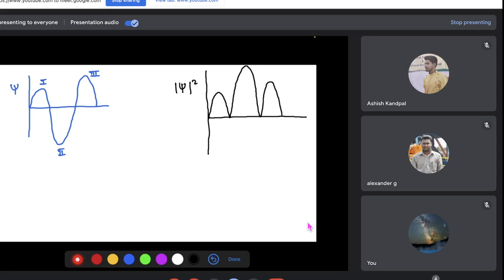I'm just following the particular magnitude of each value of the wave function. So you will get a probability value corresponding to each region. If I say this is P1, this is P2, and this is P3, then P2 has the highest value, then comes P3, and then comes P1.